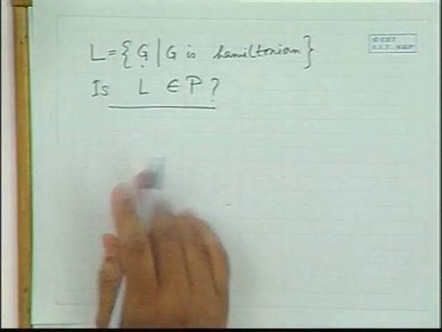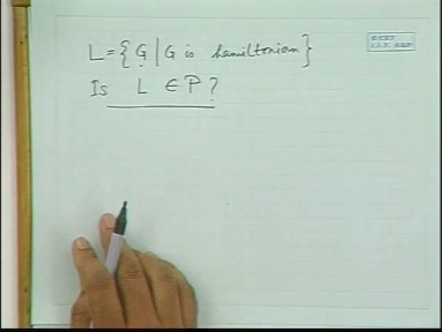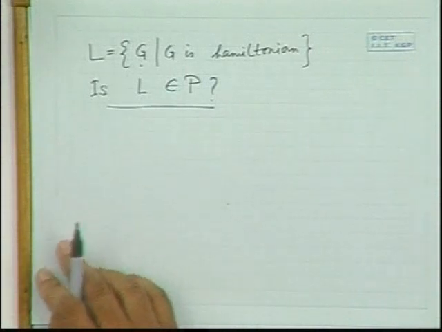Okay, this is one problem. On the other hand, look at the verification version of the problem. The verification version of the problem will be: given the graph G and a cycle, verify whether that cycle is a Hamiltonian cycle in the graph or not. And this is a lot easier. You will just check whether it satisfies the property of Hamiltonicity.